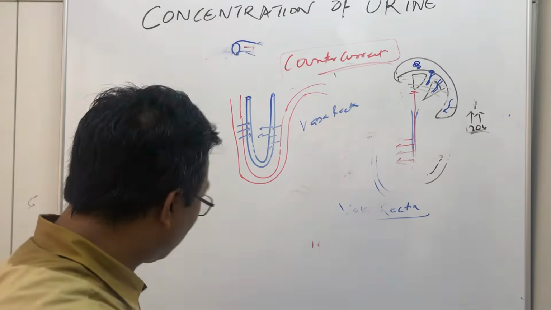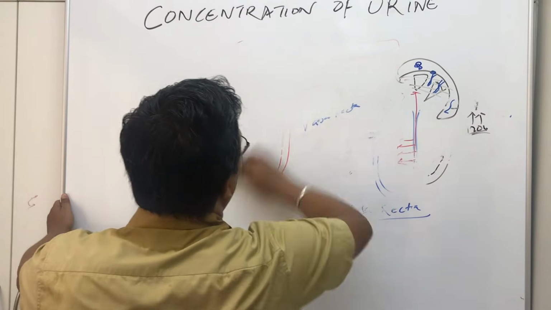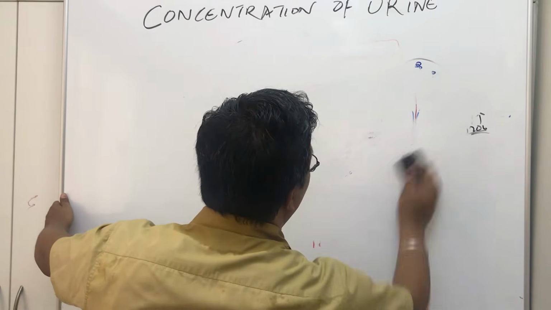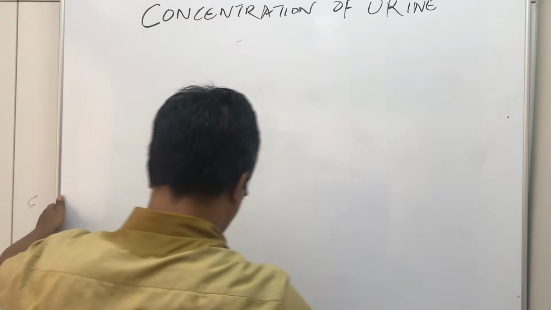Okay. Then I move to the third part. The third part is the role of urea here. There is another thing added to the countercurrent mechanism, which is urea.